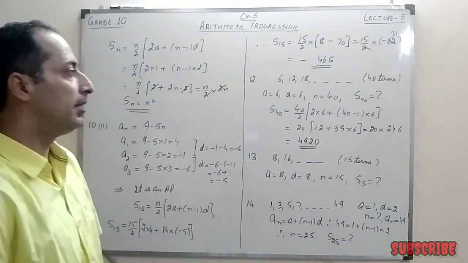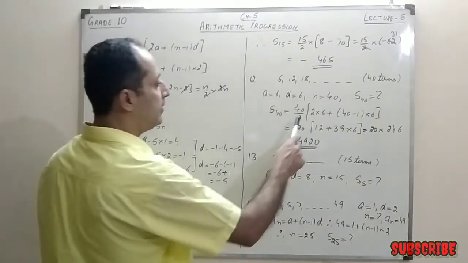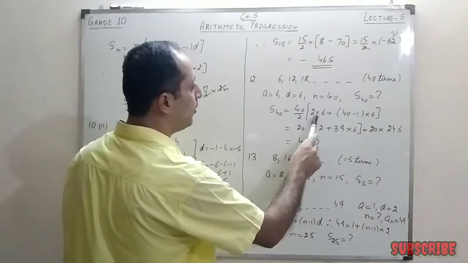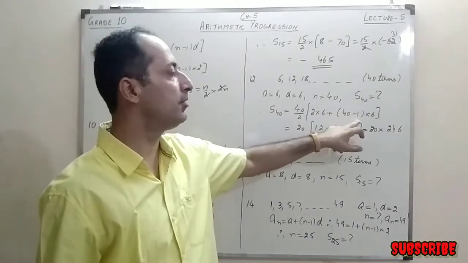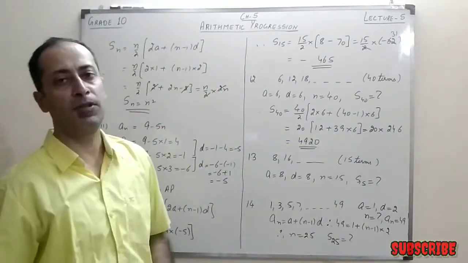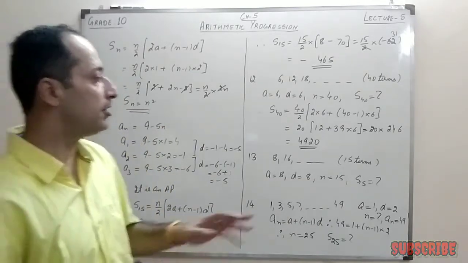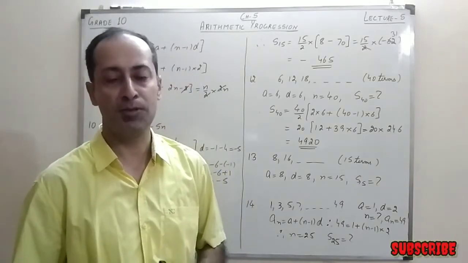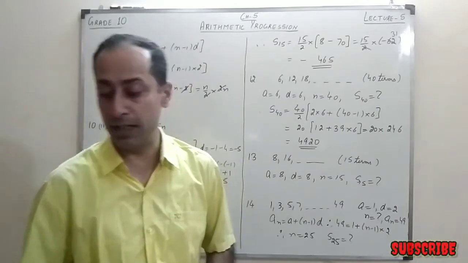So how can I do this? I put the values in the relation Sn equals n by 2 into 2a plus n minus 1 into d. So n is 40, so 40 by 2 into 2a, where a is 6, plus n minus 1, that is 40 minus 1, into 6. After substituting and simplifying, the sum of the first 40 numbers which are divisible by 6 is 4920.